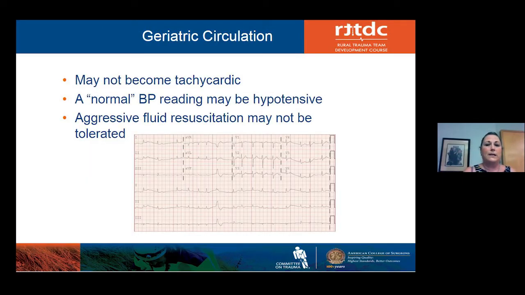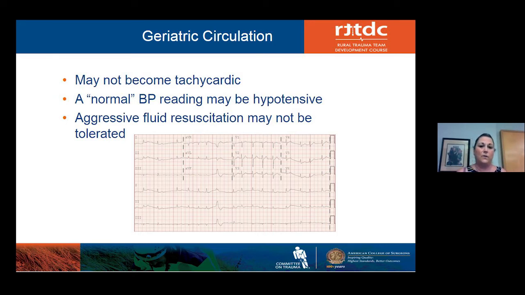When we're looking at circulation for a geriatric patient, some may not become tachycardic related to their beta blockade. When we're looking at a normal blood pressure reading for a person who is on 3 blood pressure medications, that normal blood pressure of 110, 120 is probably hypotensive in that patient. So you have to keep in account that just because it's normal in number doesn't mean that it's normal for the patient.